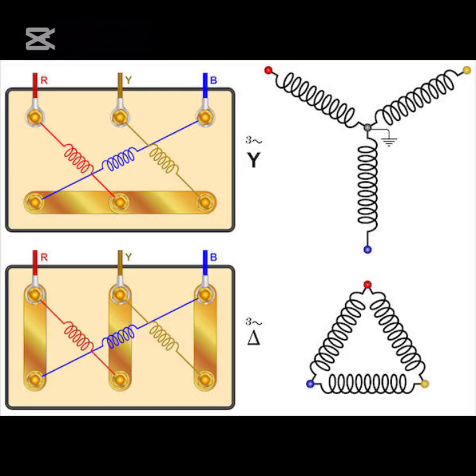1. Configuration. In delta winding configuration, the three windings are connected end to end in a loop, forming a triangular shape. But in star configuration, the three windings have one end connected together at a common point, which is the neutral point, while the other ends are connected to the supply lines.